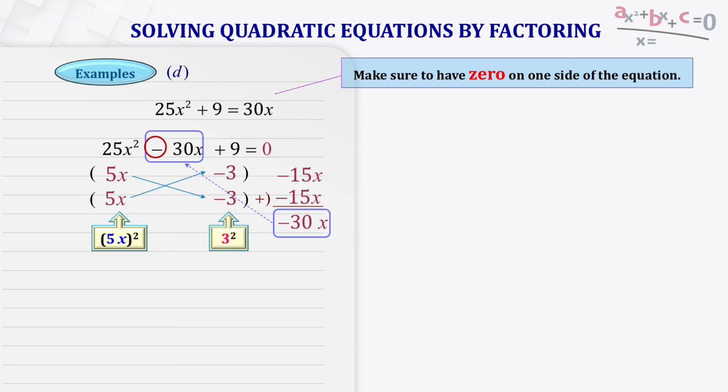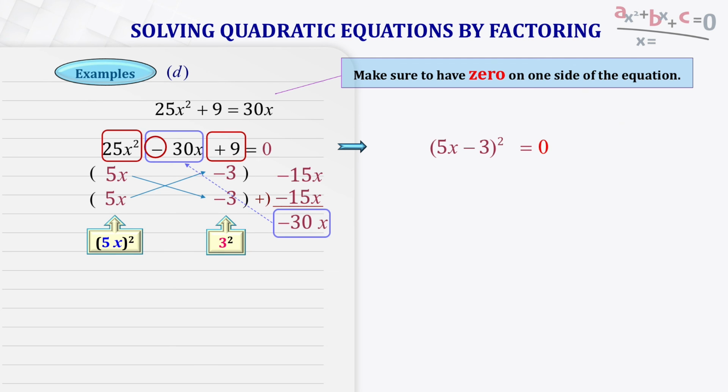So the answer should be 5x minus 3 times 5x minus 3 equals 0, which means 5x minus 3 squared equals 0. Let's set the factor to be 0. Moving 3 to the right side to get 5x equals 3, which gives us x equals 3/5. This time we have only one solution, 3/5, which is called a double root.